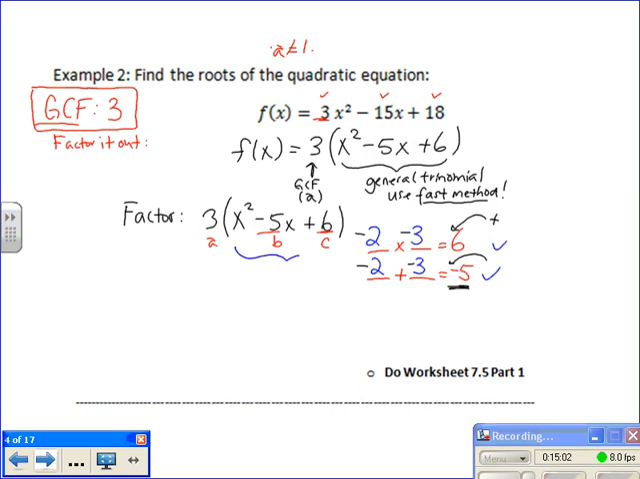So we're just going to rewrite this general trinomial now in factored form. So here we have y is equal to, I'll keep that 3 there because it has to stay there. It's the value for a. And now instead of x squared minus 5x plus 6, I'm going to write x minus 2 multiplied by x minus 3. Okay? And then I'm going to go ahead and set this equal to 0 so that I can find the roots. Let's do that.